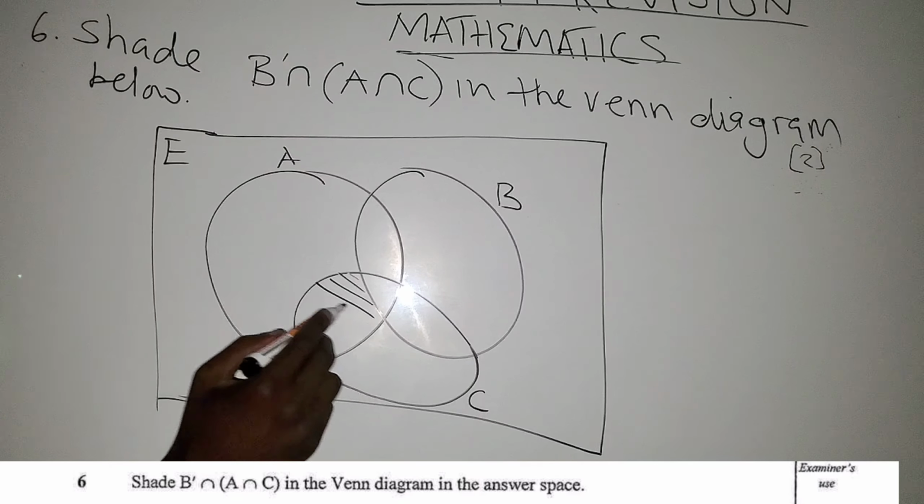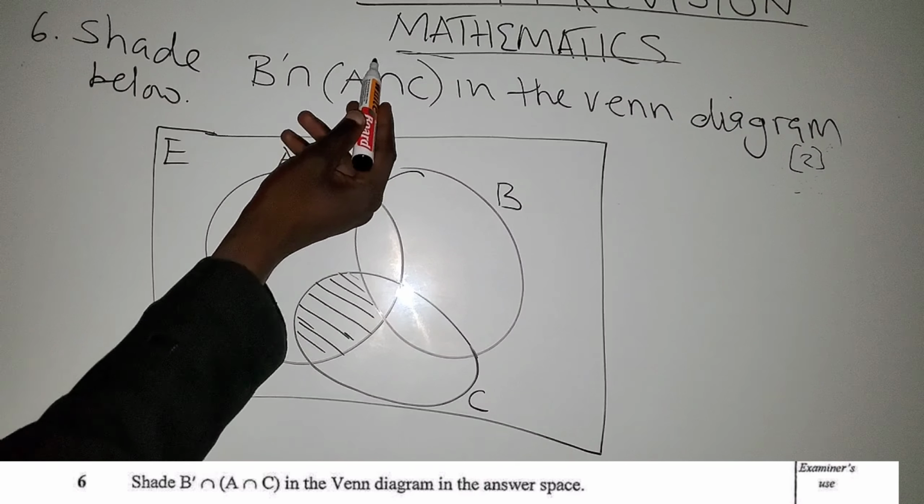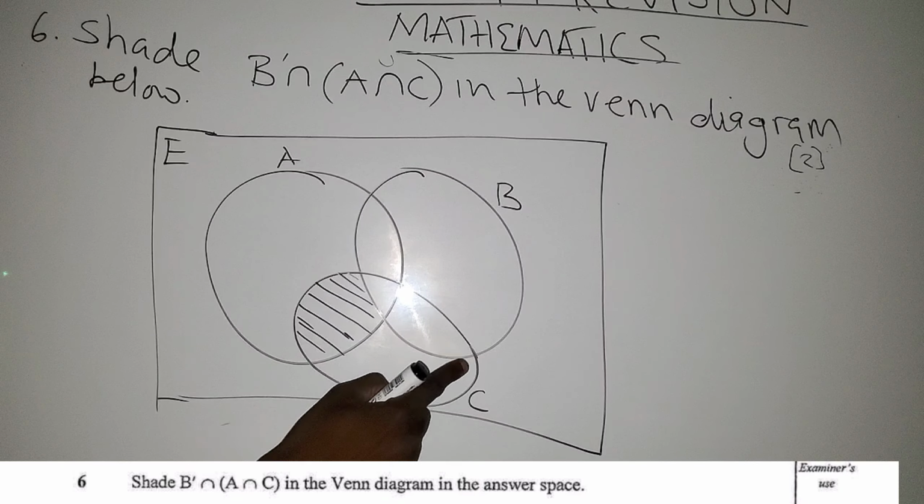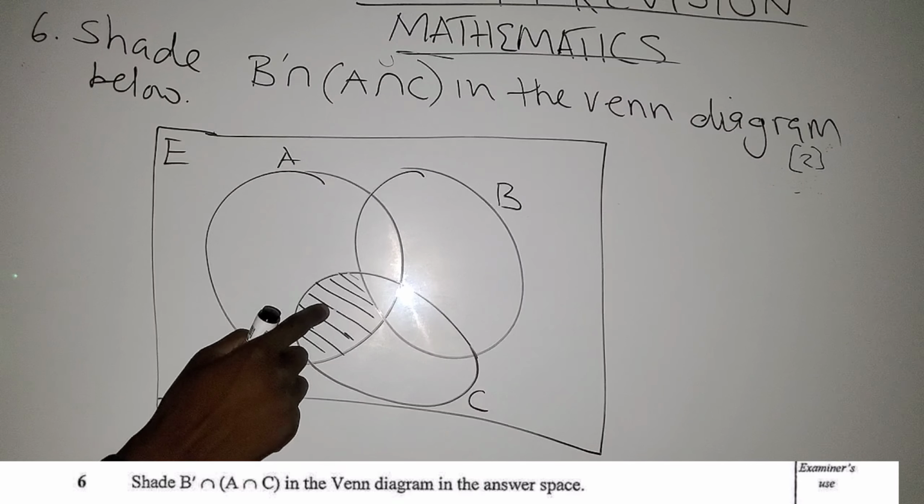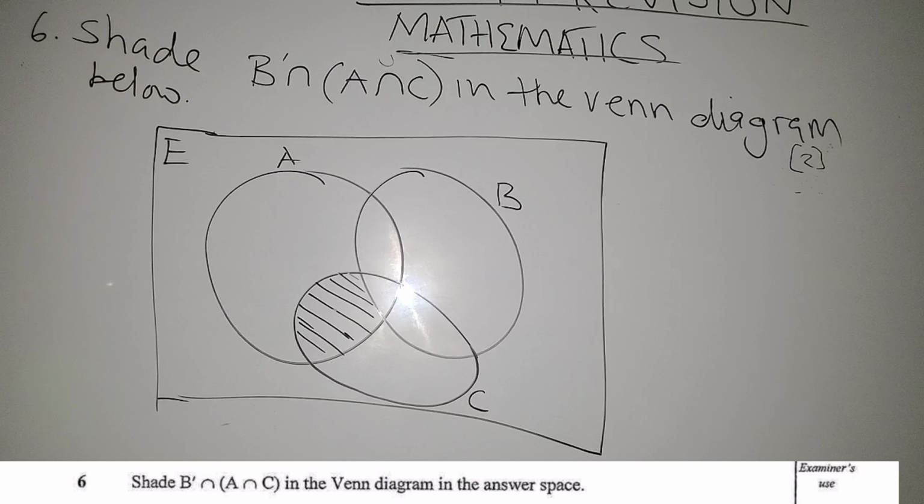You see? Simple. That's it. Why not shade this part? Because this part is also in B. For A and C, the intersection, if there was a union here, we would have shaded this part and this part. So we're only going to shade this area.